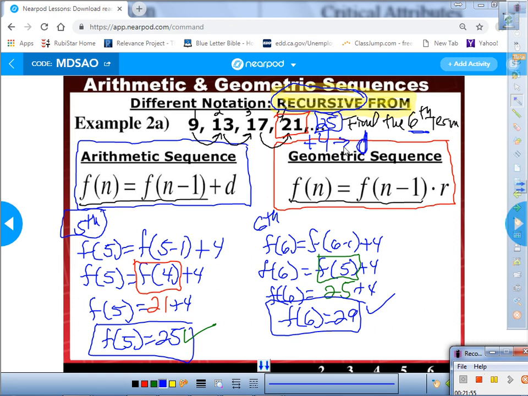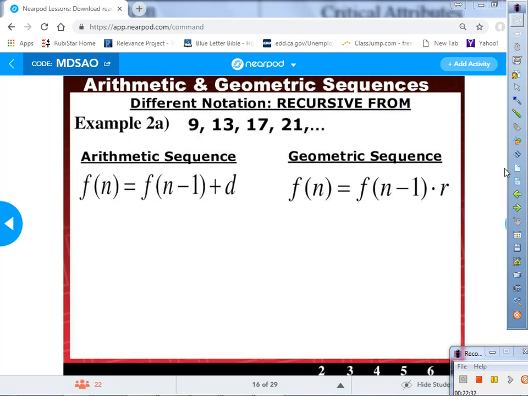That let me know which formula to use, if arithmetic or geometric. So what does that tell us? That we need to memorize these, yes? F of n equals f of n minus 1 plus d, or times r. Once we do that, if they want the sixth term, that means I need to start with the fifth term, substitute values, get that, and move on to the next one. All right?